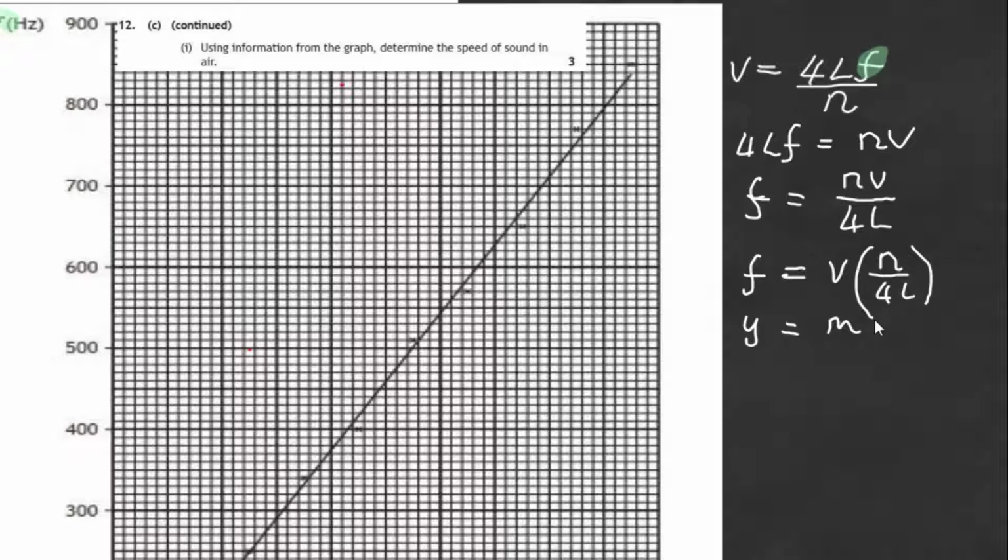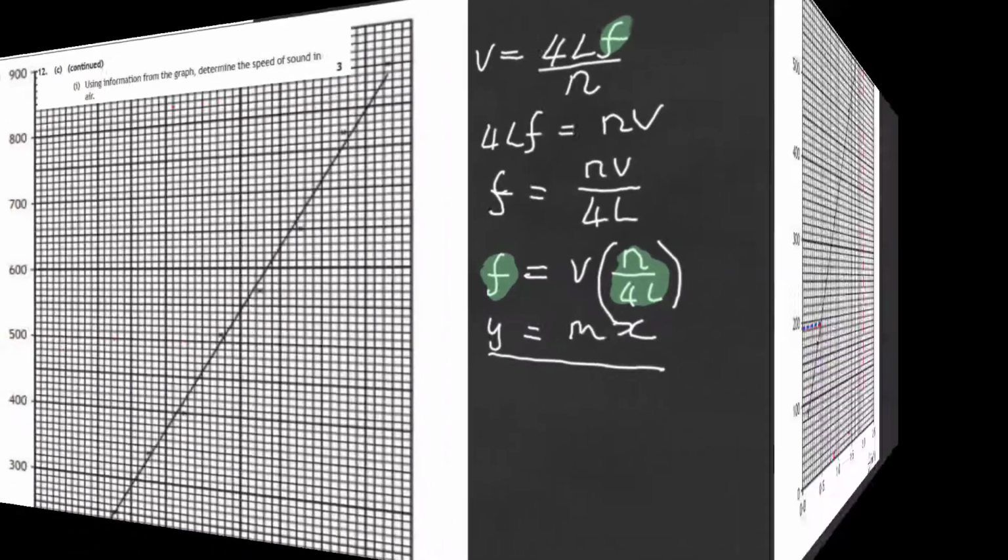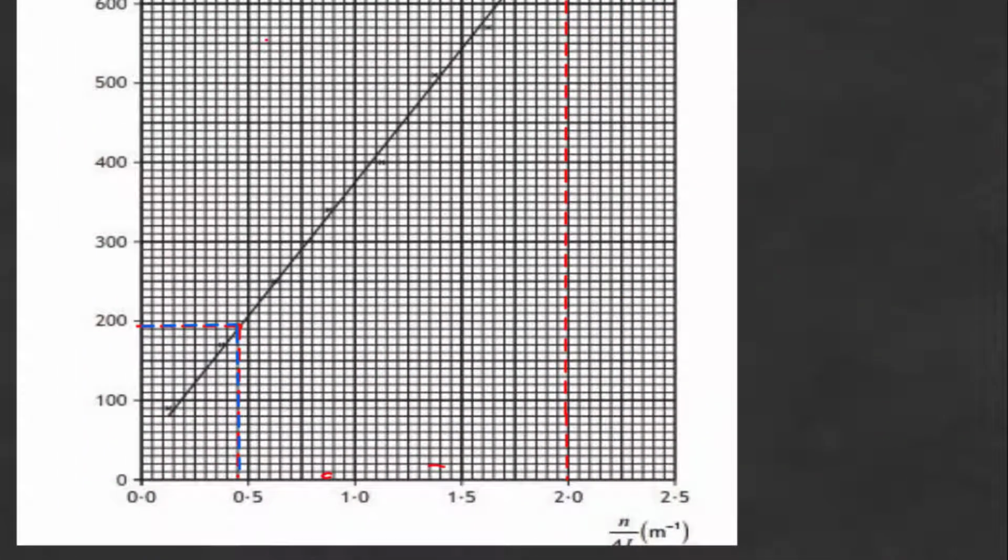So n over 4L is the x variable, so therefore we can write down x for that. So there's our equation for a straight line, and because we're using frequency for the y-axis, and n over 4L for the x-axis, it would seem from that if we work out the gradient, we can find the speed of sound in the air. So that's how we're going to do it. Work out the gradient of the graph, and it's just going to give us the value for the speed of sound in the air. So now let's work out the gradient of the graph.